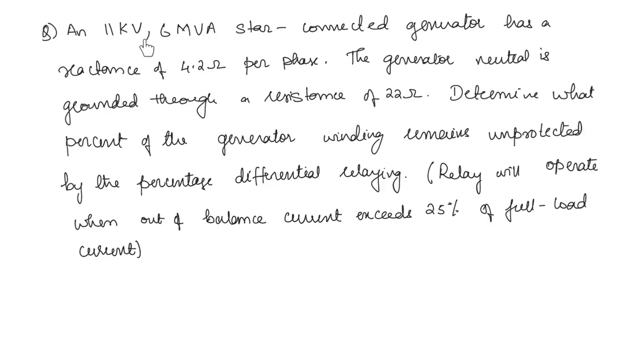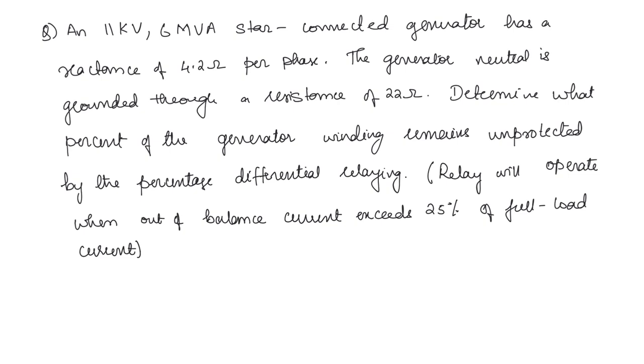An 11 kilovolt 6 MVA star connected generator has a reactance of 4.2 ohms per phase. The generator neutral is grounded through a resistance of 22 ohms. Determine what percent of the generator winding remains unprotected by the percentage differential relaying. Relay will operate when out of balance current exceeds 25% of full load current.